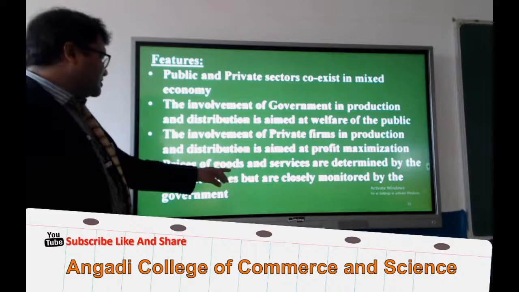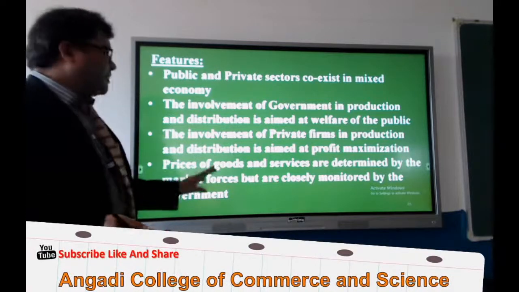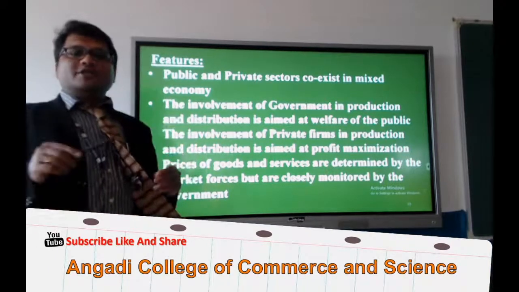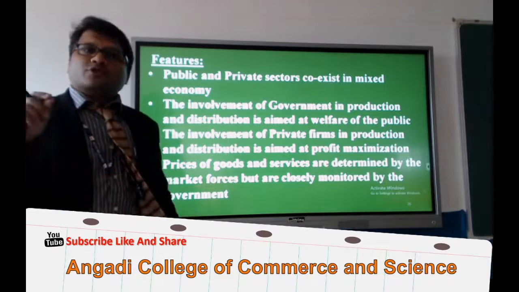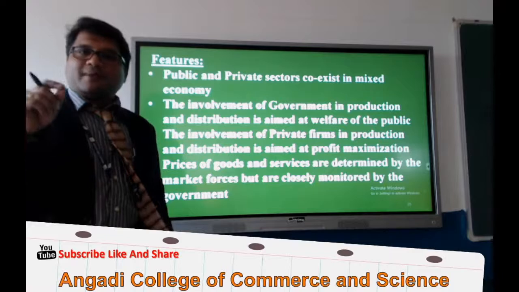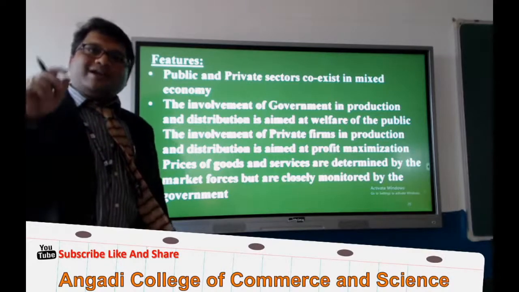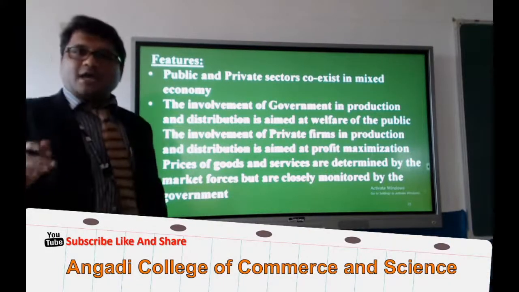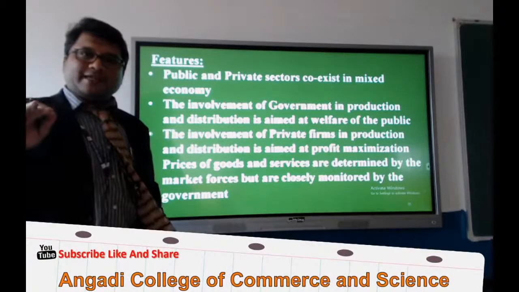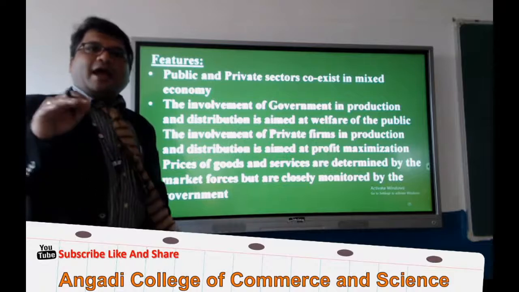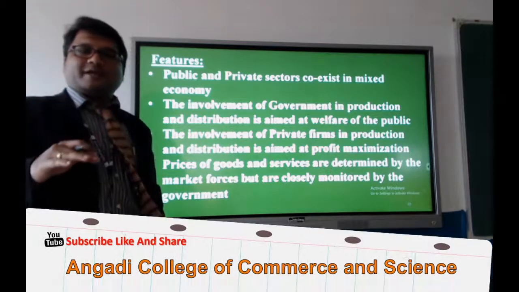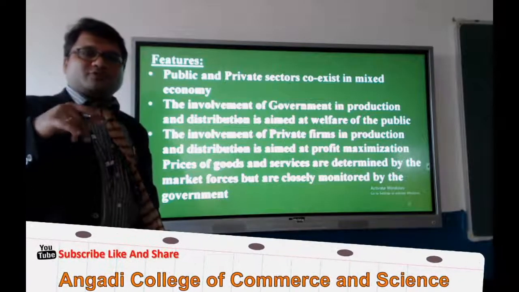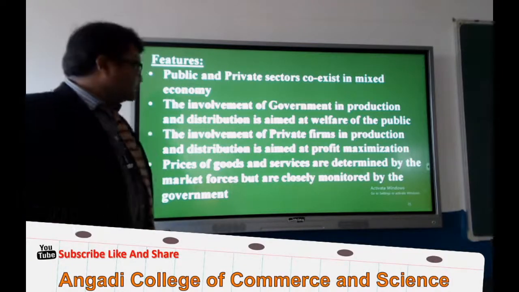Prices of goods and services are determined by the market forces, but are closely monitored by the government. In such economies, the forces existing in the market, like demand and supply, will decide the price of the goods. However, such prices will be monitored by the government agencies, and if the prices are increasing or decreasing, then the government will intervene and either increase or decrease the price. Such concepts are called price ceiling and price floor, which you will understand in PUC second year.